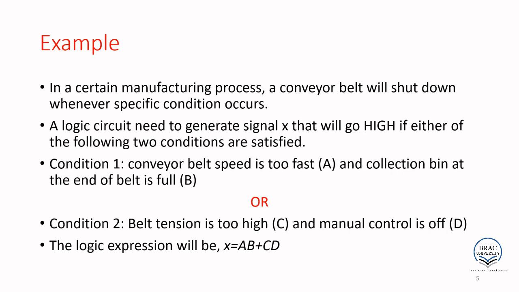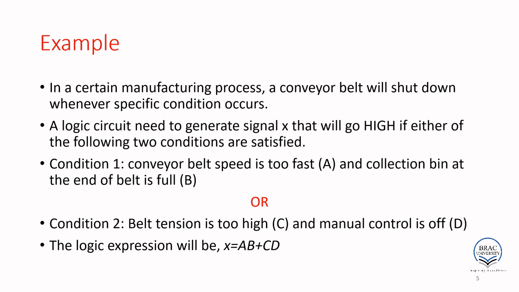What is the condition? Condition 1: conveyor belt speed is too fast and the collection wheel at the end of the belt is full. Too fast is represented as A, and collection wheel full is B. If this condition is satisfied, then the conveyor belt will be shut down. And the second part is, or, belt tension is too high, which is C, and manual control is off, which is D.